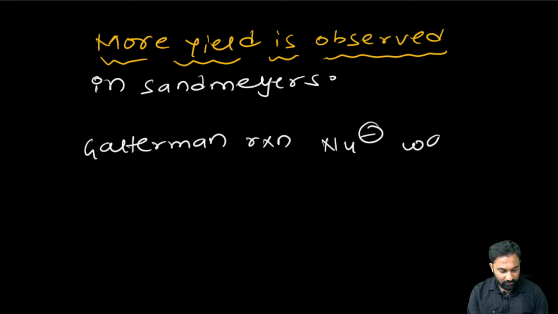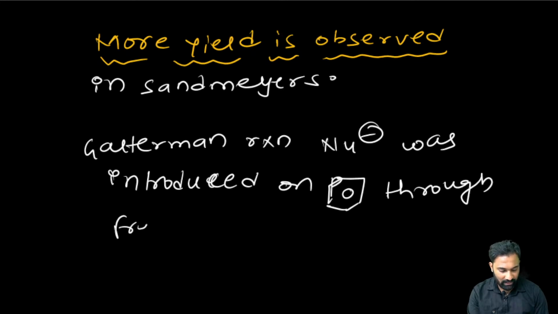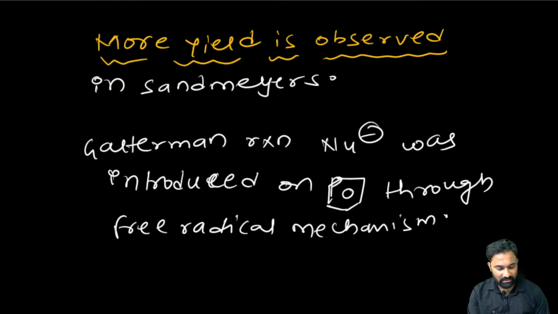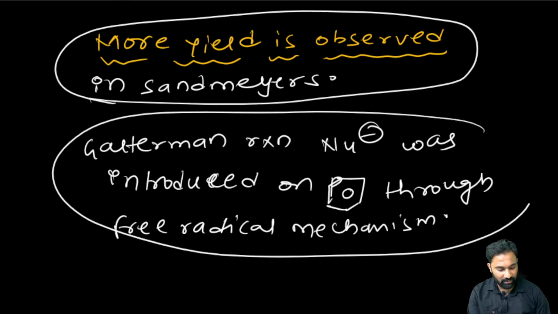the nucleophile was introduced on benzene through the free radical mechanism. Through the free radical mechanism it was introduced. The more side chain products will be there. Clear? That's the reason the Sandmeyer reaction will give you more yield than the Gattermann reaction. You have to be very careful with this one also. Okay?